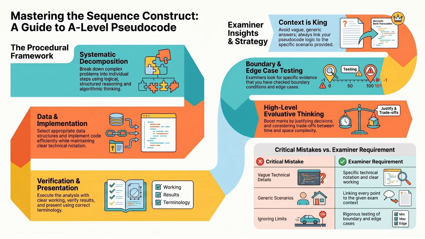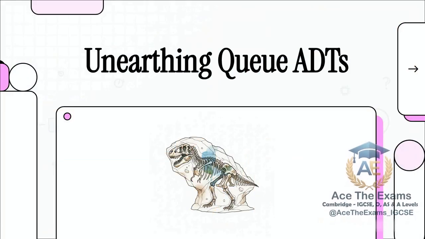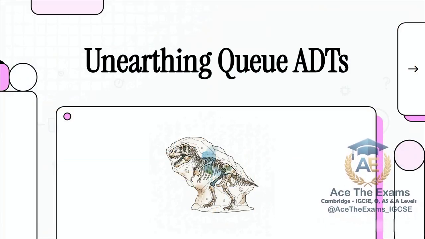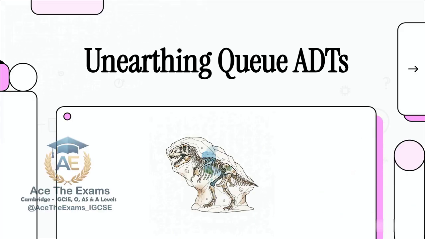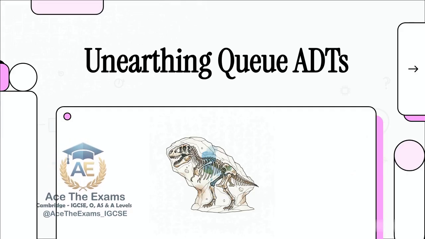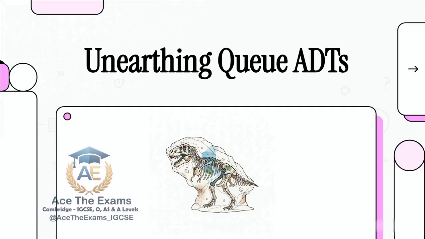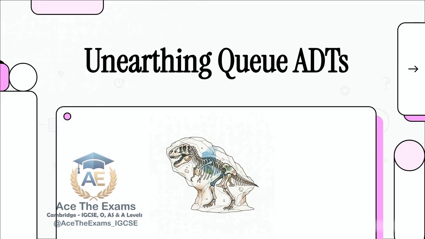Welcome back, Focus Learners. Today, we're stepping into the field to embark on a massive, metaphorical dig. We are taking a hammer and chisel to the Cambridge AS and A-level computer science syllabus, specifically zeroing in on subject code 9618. Our target? One of the most absolutely critical, yet consistently mishandled structures in your entire syllabus, queues as abstract data types, or ADTs.